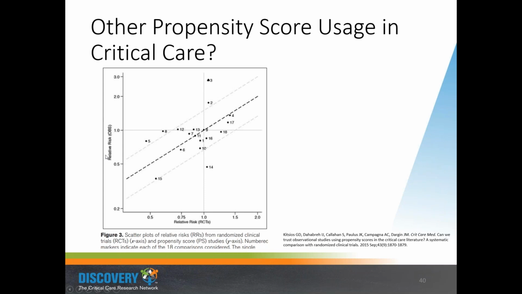This is another way of displaying that, where we compare the relative risk from the observational propensity score study against the relative risk of the RCTs, and things which fall along this line suggest that the effects are similar. You see that many of them do, but again, we have some notable outliers, which make us concerned about the confidence that we should have in using these approaches.